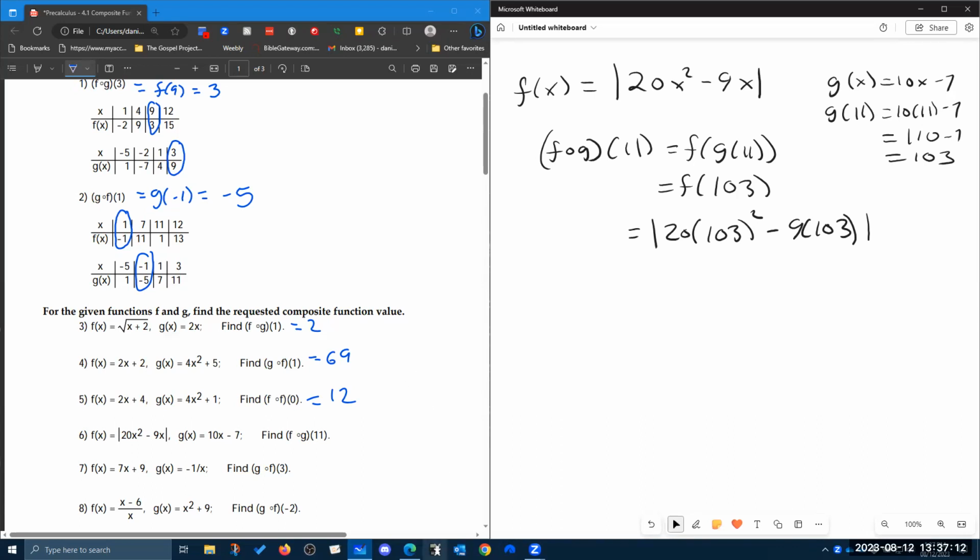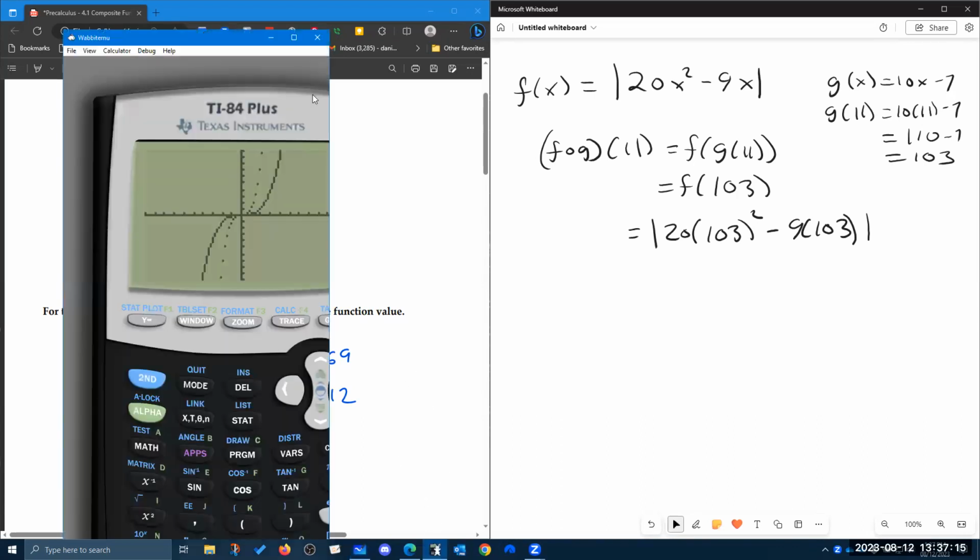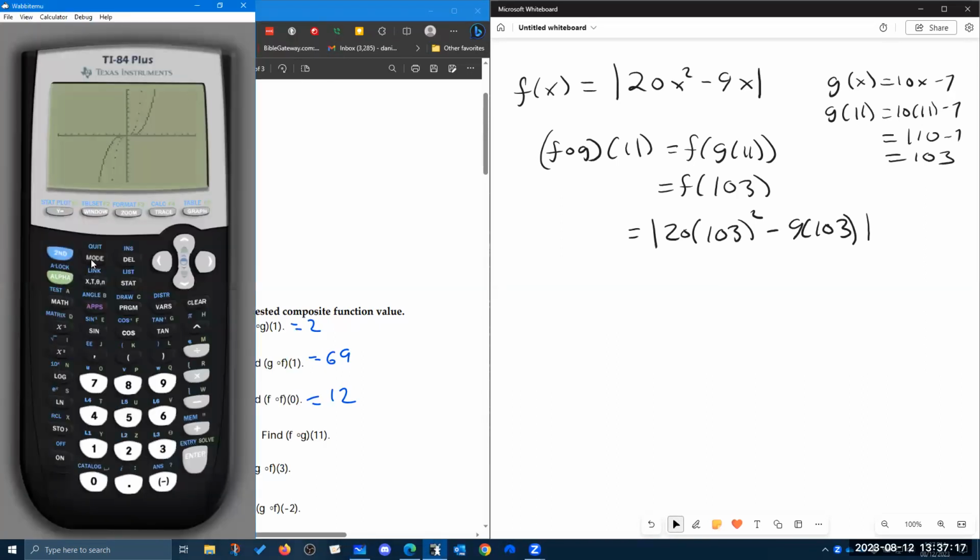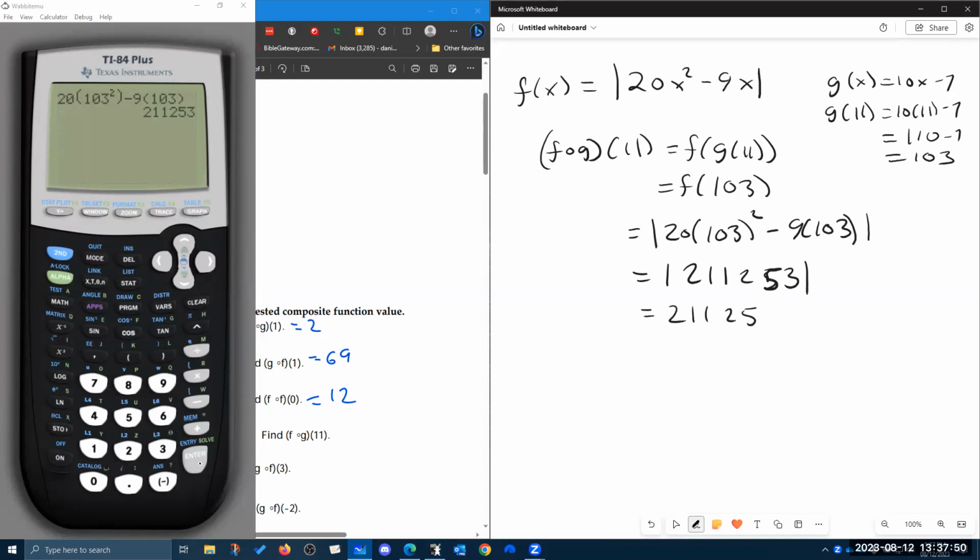Let's go ahead and use our calculator to help us simplify. So 20 times 103 squared minus 9 times 103 is the absolute value of 211,253. And since that's already a positive number, I don't need the absolute value bars.